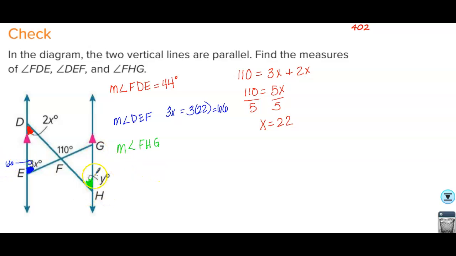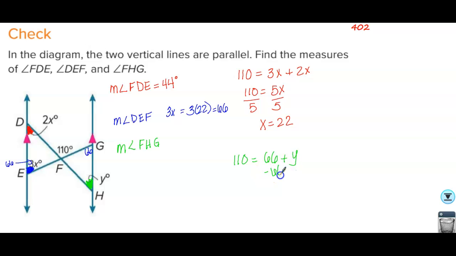And does that help me solve for the last one? You bet it does, because that tells me if this angle is 66, this angle is also 66. It's alternate interior with this one, okay? Now I can say that 110 is equal to 66 plus y, because this is an exterior angle, and it's equal to the 2 remote interior angles added together. So, solving for the green angle, I know that 110 is equal to 66 plus y.